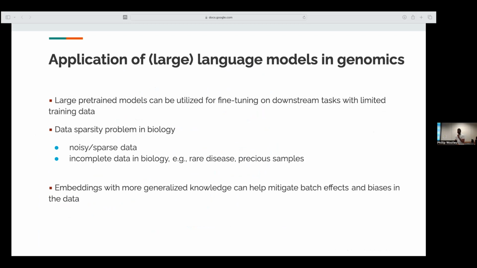Okay, so the topic of the day: application of large language models in genomics.